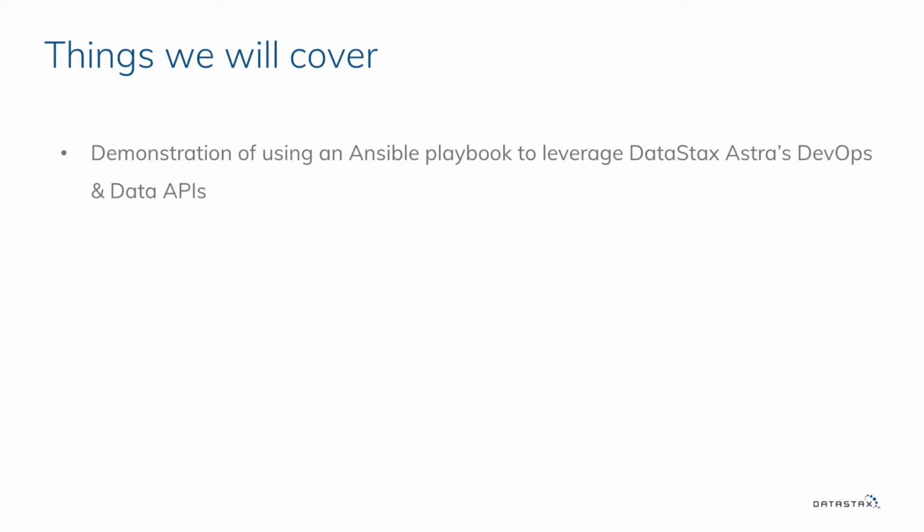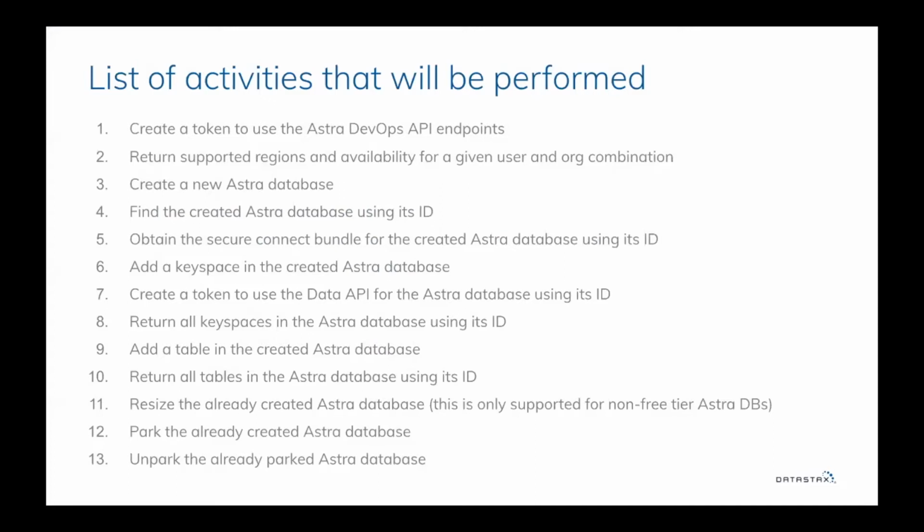Today, we'll be seeing how a single Ansible playbook can execute the list of activities that are displayed on the screen. All it takes is to set up a service account in our Astra and then supply it with a couple additional parameters for the name of the database that we want to create, the keyspace name, and of course the table name, and then you will get it going.